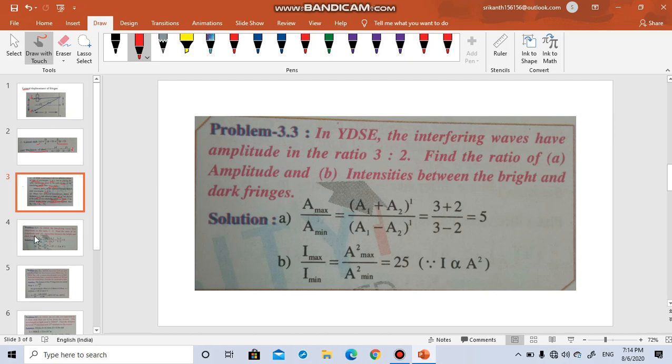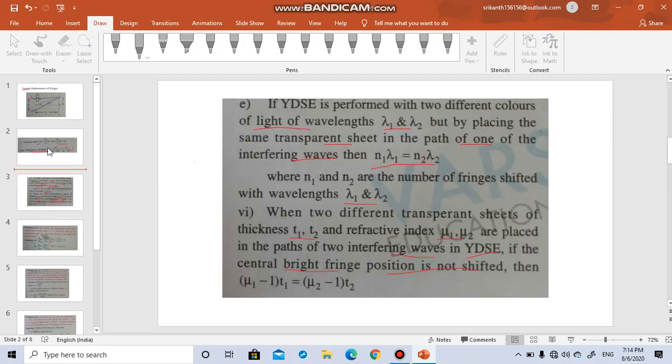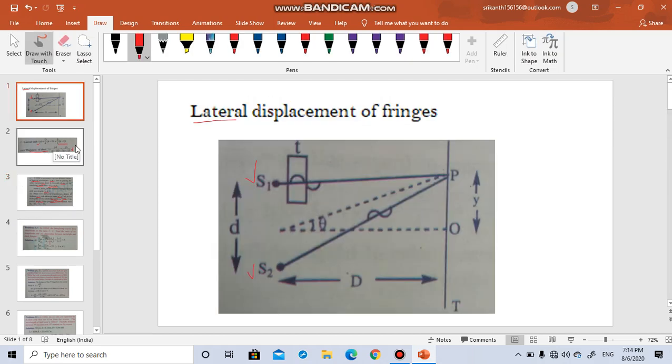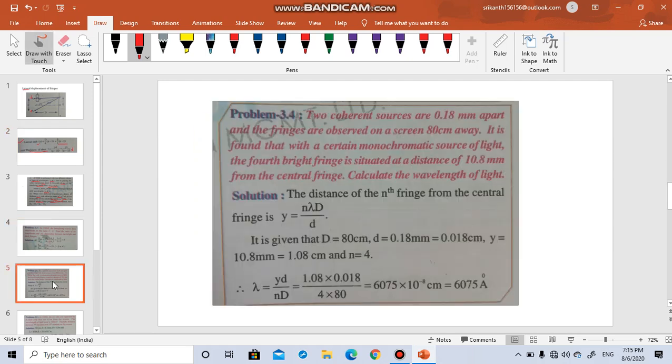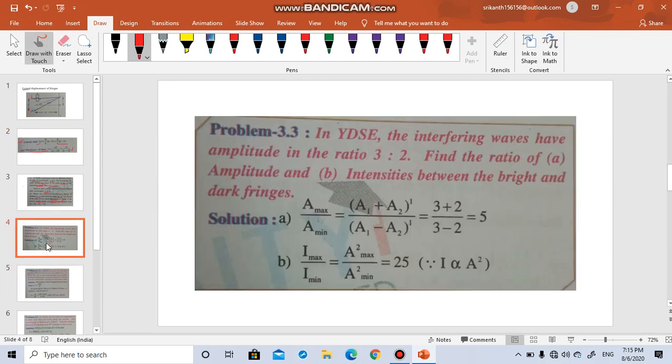Now let us get into some numericals. So the main thing is you need to understand this concept that there is a lateral displacement of fringes when you put a thin sheet in front of one of the sources. And this expression is quite useful: lateral shift. If you put the sheet only, this will come. If you don't put a sheet, there is no question of any shift. Now let us move to the questions.